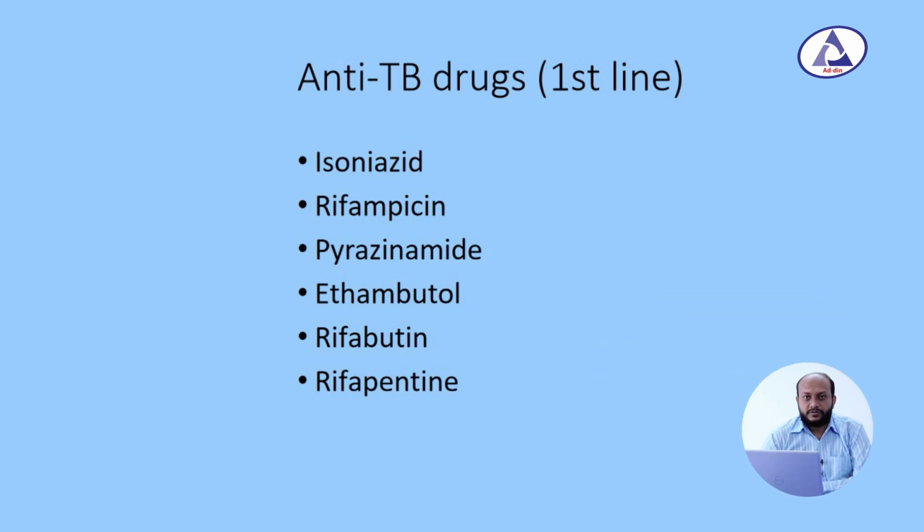Today, our topic of discussion is anti-tubercular drugs. First of all, anti-tubercular drugs can be classified into two lines: first line drugs and second line drugs. First line drugs are isoniazid, rifampicin, ethambutol, pyrazinamide, rifabutin, and rifapentine.